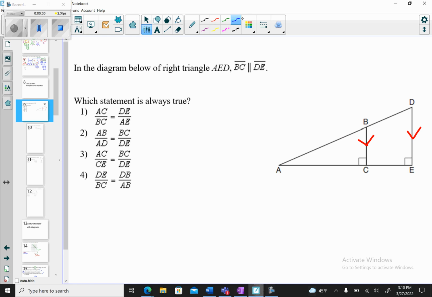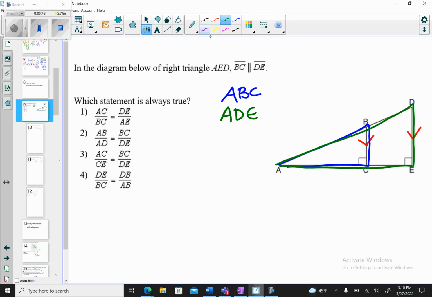Now, if you notice, we have two triangles here. We have triangle ABC, the smaller triangle, and we have the big triangle, triangle ADE. So it's important to line up the letters. If you notice, they already have right angles in both triangles, and because we have parallel lines BC and DE, we also have corresponding angles, which means these two triangles are similar by the angle-angle theorem.